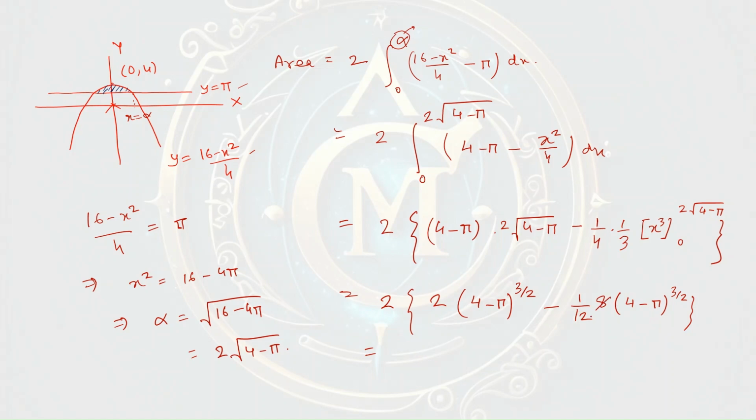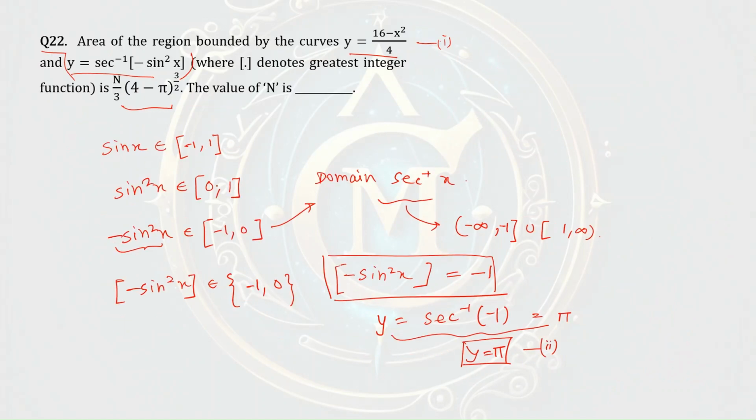So this we can cancel, it becomes 2 by 3. So 2 into 2 into 2 by 3 into 4 minus pi whole to the power 3 by 2. That means it is simply equal to 8 by 3 into 4 minus pi whole to the power 3 by 2 in square units. That means it was given that it is equal to n by 3 into 4 minus pi whole to the power 3 by 2. That means the value of n is 8. I hope you understood this question.